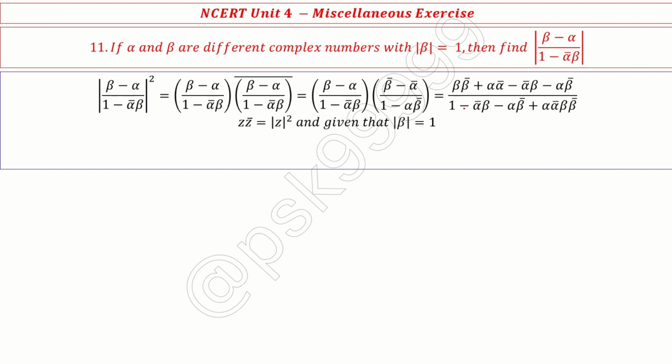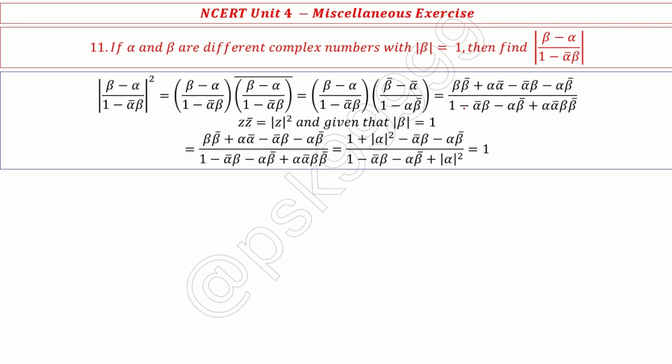Given that the modulus of beta equals 1, substitute it. The modulus of beta and the modulus of beta bar are both equal to 1. So this expression will become alpha into alpha bar, which is modulus of alpha square. Then beta and beta bar is modulus of beta square, which is 1, because the modulus of beta itself is 1. And this value you simplify further, which is equal to 1.